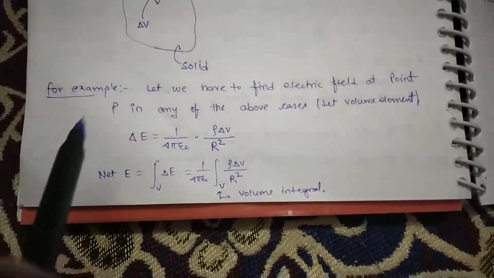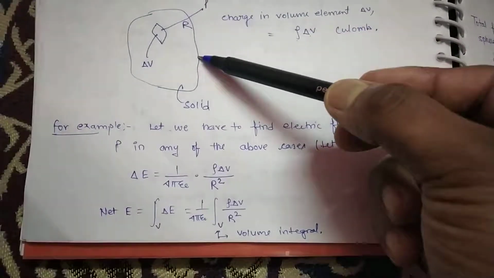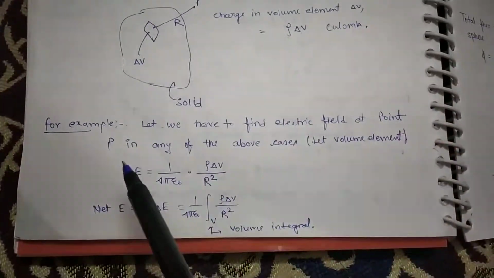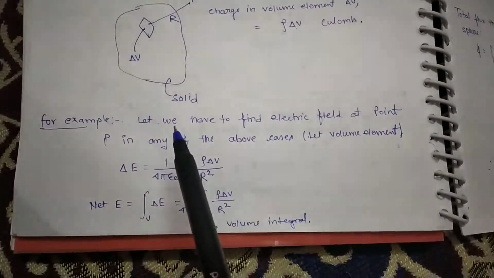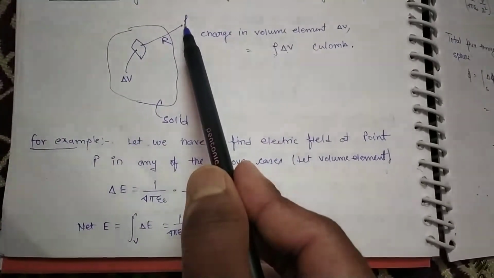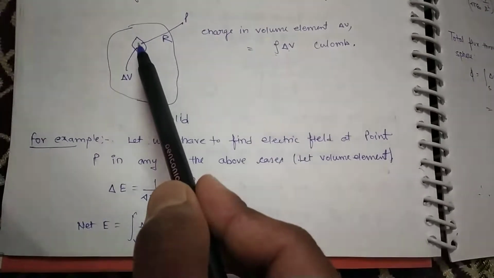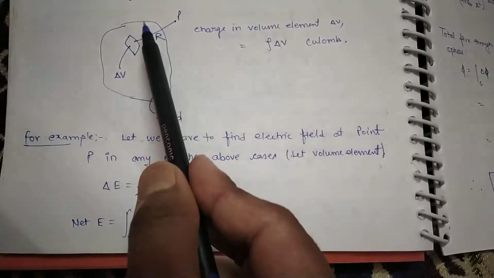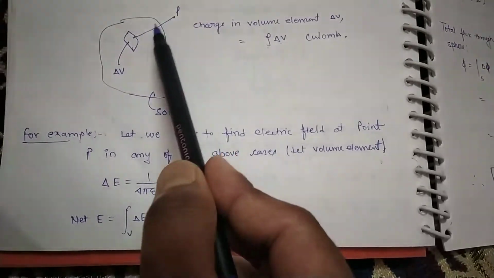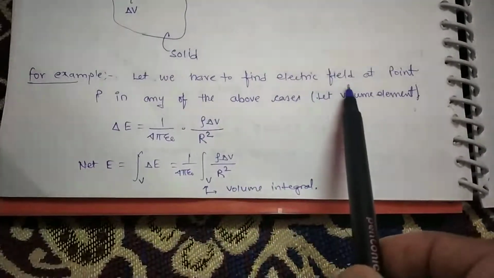Okay, now let me take an example based on all these three cases. I'm taking this third case to explain this. Here we have to find the electric field intensity at a point P, at a distance R from this small volume element, and with the help of this small element we want to find the electric field intensity at this point P due to this whole solid. So here we can consider it.